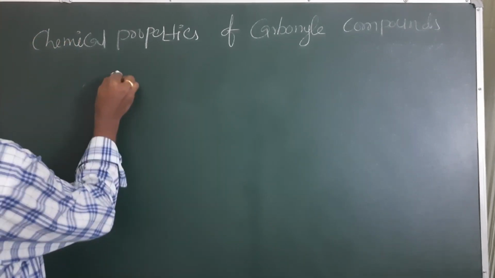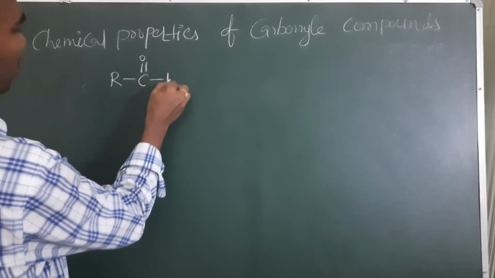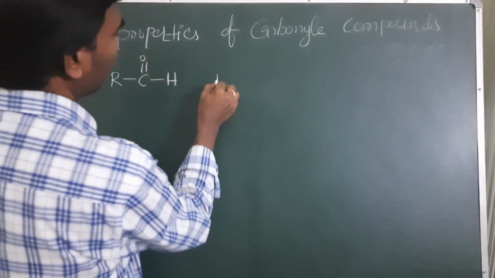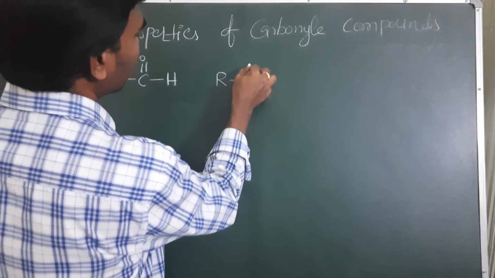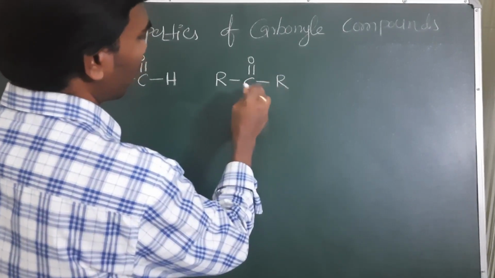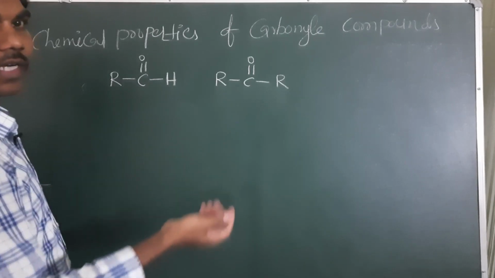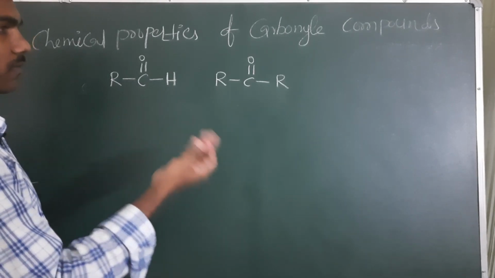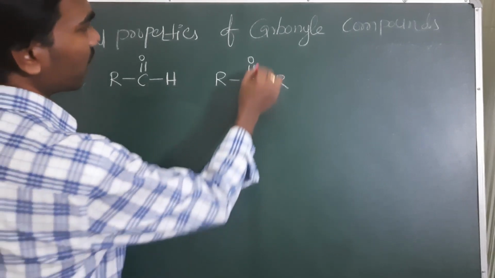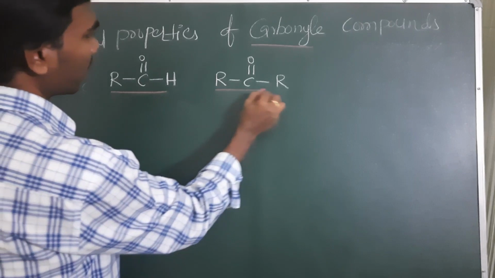So, chemical properties of the carbonyl compounds. Here, the carbonyl compound functional group is like this: R-C double bond O-H. There is a chance for aldehyde. Exclusively we are discussing aldehydes and ketones, so I am taking only these two carbonyl compounds here. Carboxylic acids, acyl chlorides, and different types of compounds are related with the carbonyl carbon, but exclusively I am taking aldehydes and ketones here.